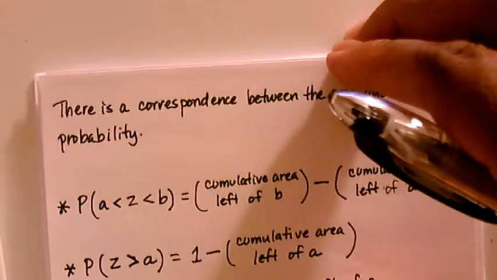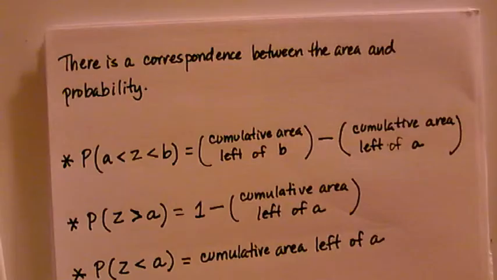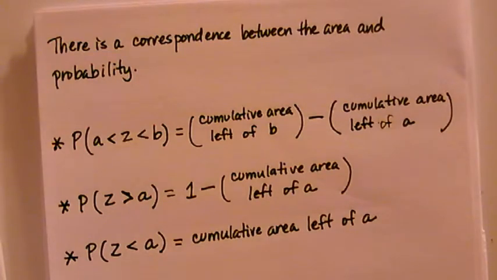Alright, the next thing we'll talk about is how to find those probabilities. There is a correspondence between the area and probability. Those decimal values that you saw in the body of the table represent the area underneath that normal curve. So there is that correspondence there.